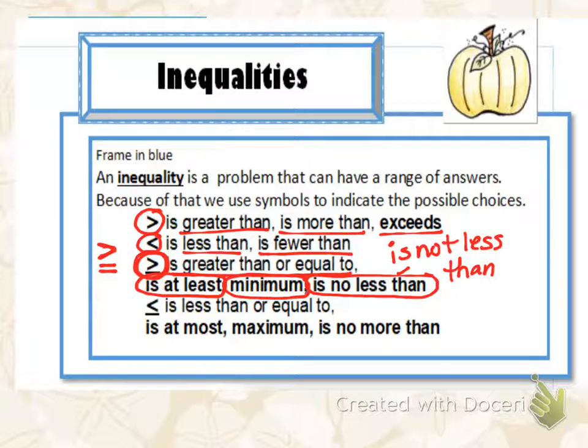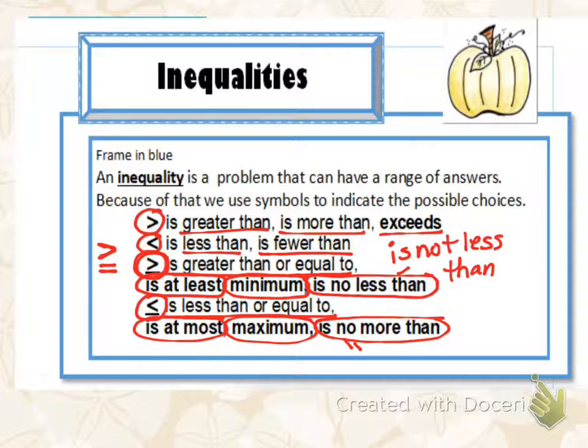Okay, now the same thing with this next symbol. It looks like this, and it's the same idea. Is less than or equal to. It could also be called is at most, maximum, or is no more than. Same idea. I change it to say is not more than to help me remember that. Okay, so these are the symbols we're going to be working with that relate to inequalities.